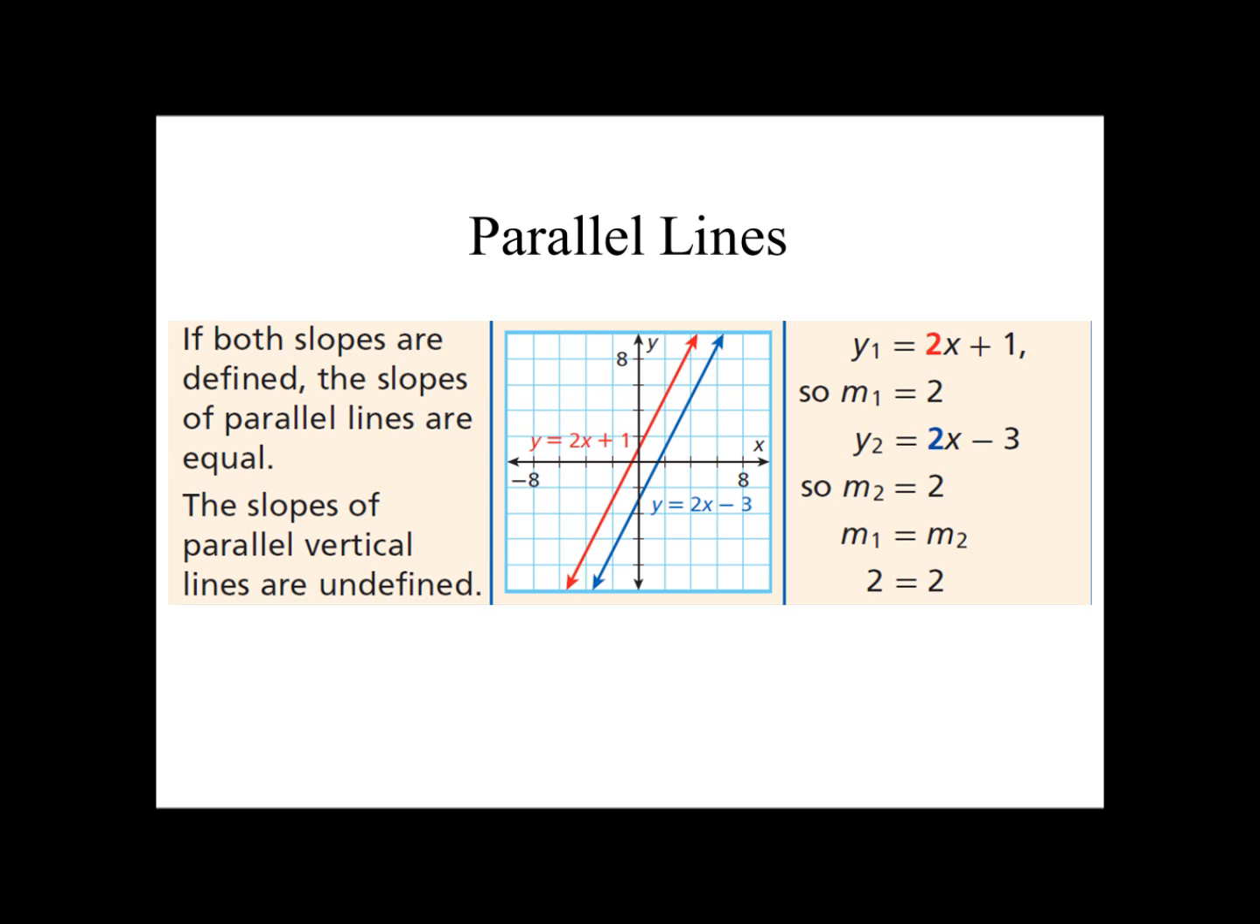Alright, let's talk about parallel lines. Now, parallel lines have the same slope. That's how they're parallel. So it works both ways. If we say that two lines are parallel, then we know their slopes are the same. If we know that two slopes are the same, then we know that those two lines are parallel. That one's pretty easy.